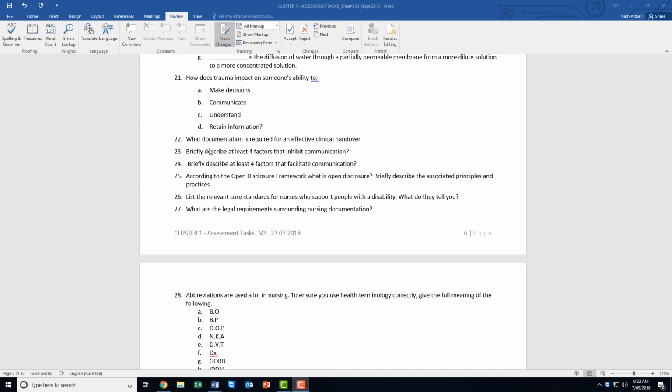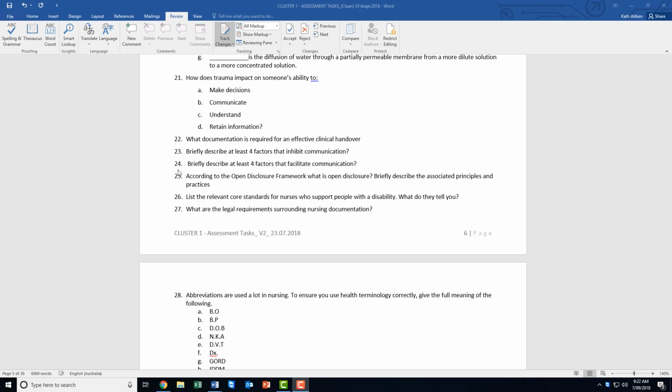Question 22, what documentation is required for an effective clinical handover? A list of documentation. You're wanting at least 4 or 5 factors put in there for question 22. 23, briefly describe at least 4 factors that inhibit communication. It doesn't limit you to 4, but at least 4. I want listed and a description of each one, how they inhibit communication.